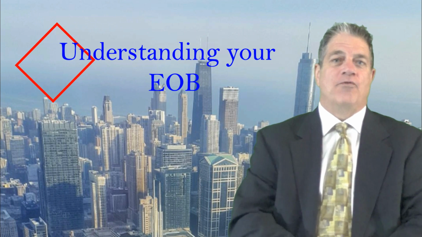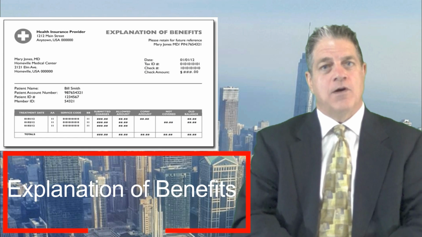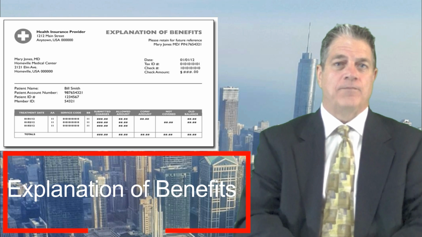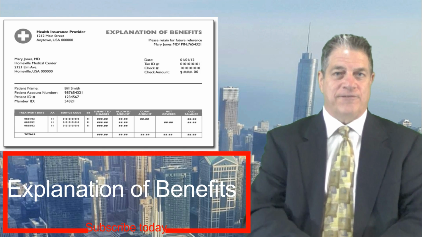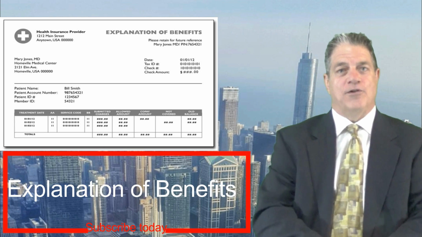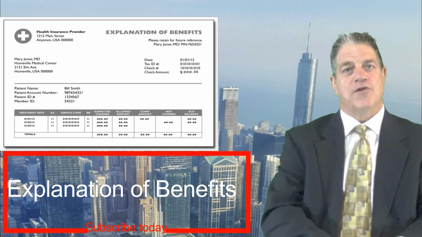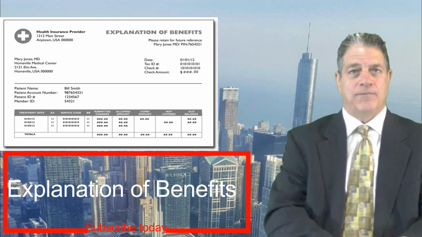Many of you who've had healthcare services in the past have received in the mail from your insurance company a document or a form called an EOB. An EOB is short for Explanation of Benefits. For many of you, it looks foreign and you don't understand any of it. Well, we're going to try and simplify it for you today.